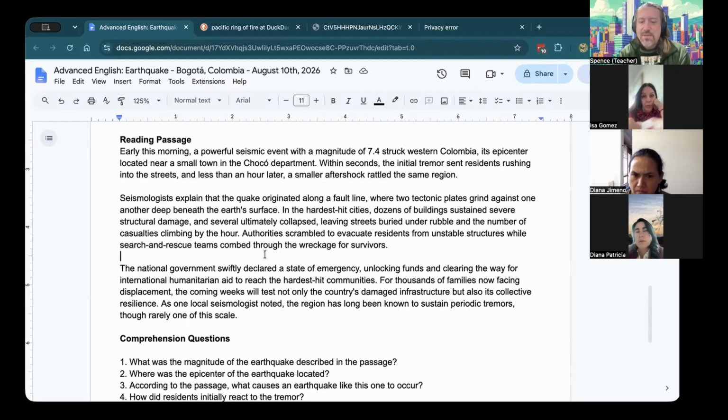For thousands of families now facing displacement, the coming weeks will test not only the country's damaged infrastructure, but also its collective resilience. As one local seismologist noted, the region has long been known to sustain periodic tremors, though rarely one on this scale. Okay.